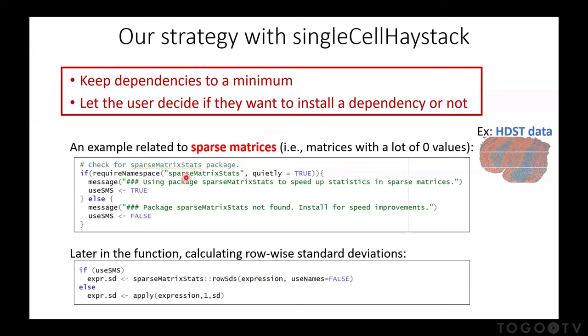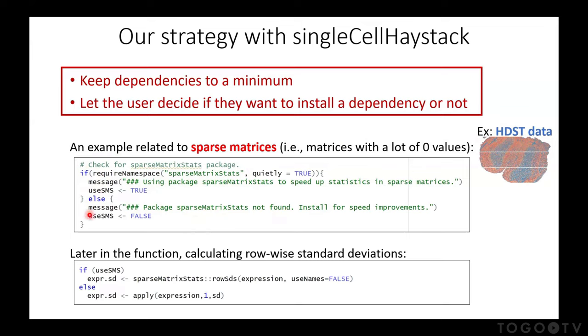But those sparse matrices, they are hard to work with in base R. So some people made packages specifically for those sparse matrices. And one of them is sparseMatrixStats. But I think depending on the user, they will never use this kind of data. And they will not install sparseMatrixStats. So should I force them to install this package? I think no. So within Haystack, we check, has the user installed this package? If yes, we will say, okay, yes, we will use it. If no, we will say, maybe you want to install this, but we will not use it.